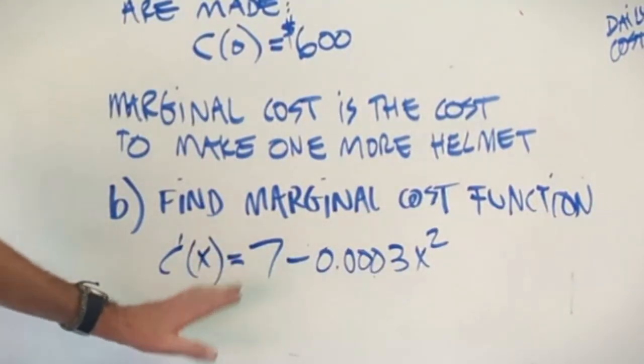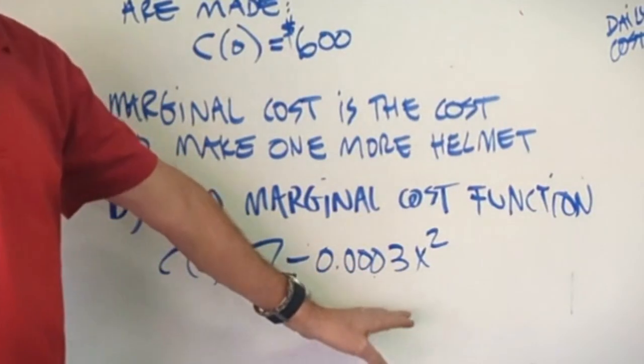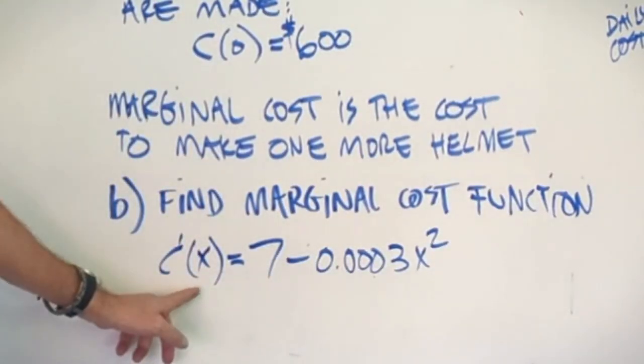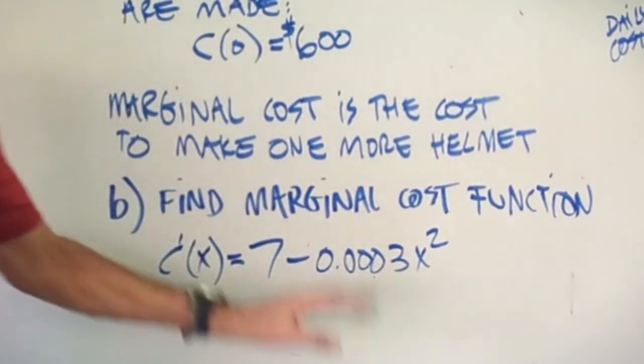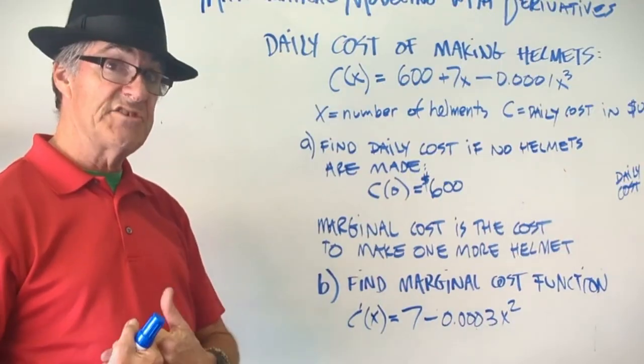All right, so this is the marginal cost function. So if I make 20 helmets, I can just put 20 in for x and do that, and this is going to give me the per helmet cost.